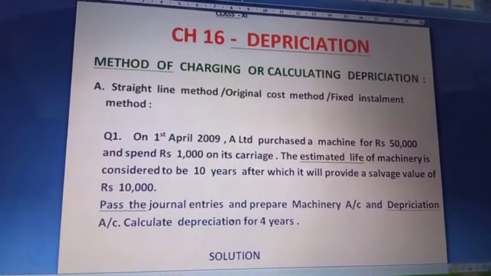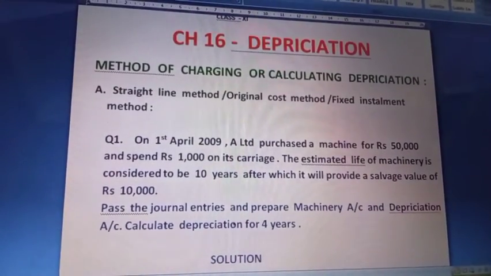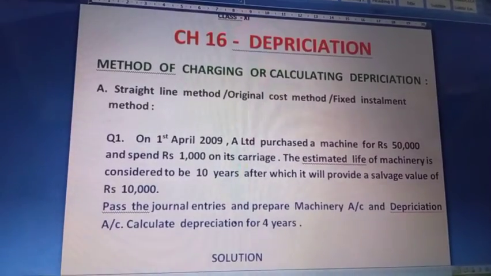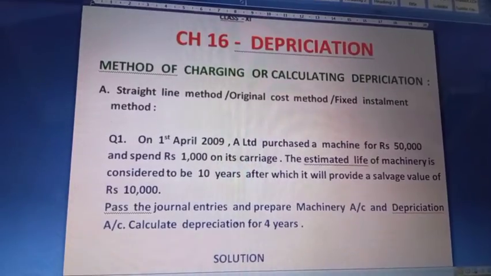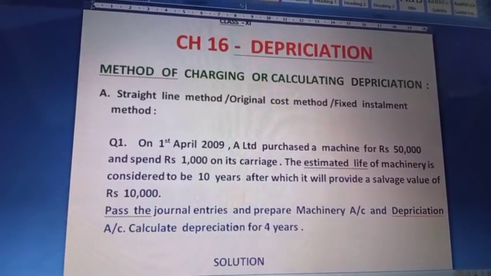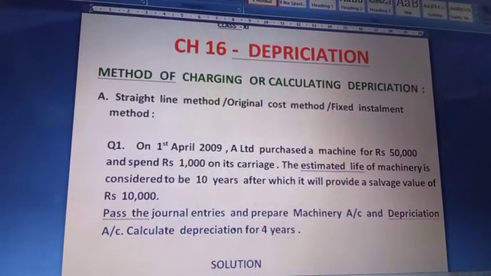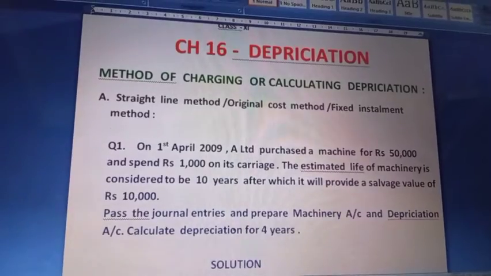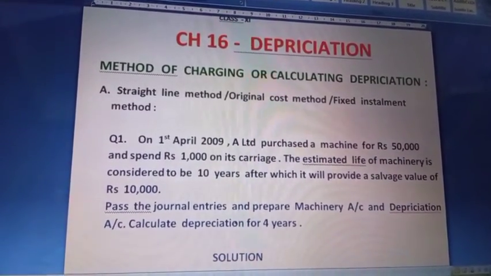So we move on to the solution. First of all, I'll explain how we are calculating the depreciation. Sometimes the depreciation rate will be given. You have to simply multiply the depreciation rate with the original cost of the machinery, into the number of months or number of years. And sometimes it will not be given. In that case, we have to work out the percentage or the rate of depreciation. Okay.